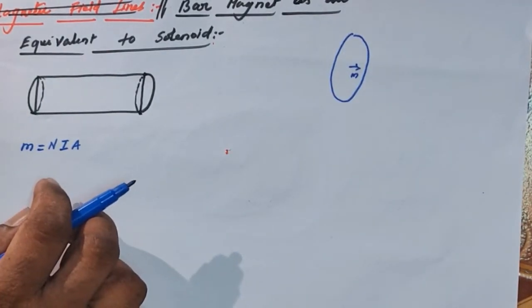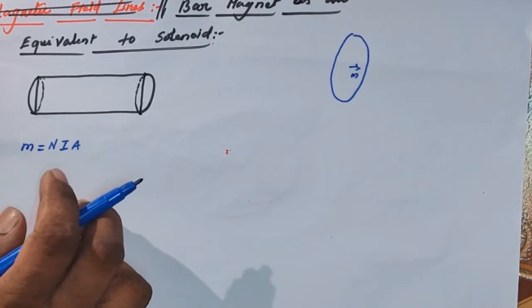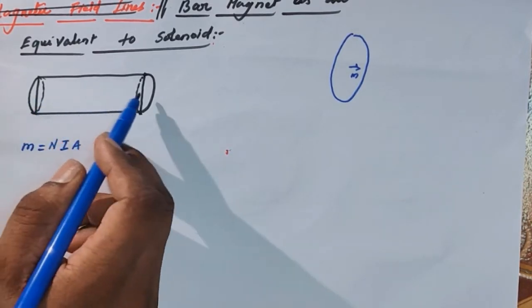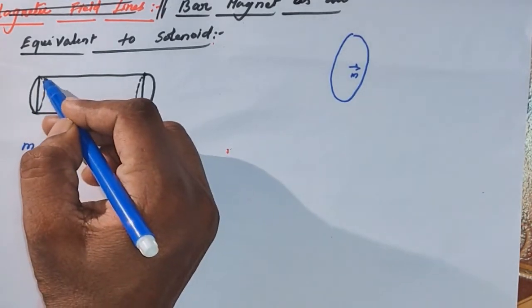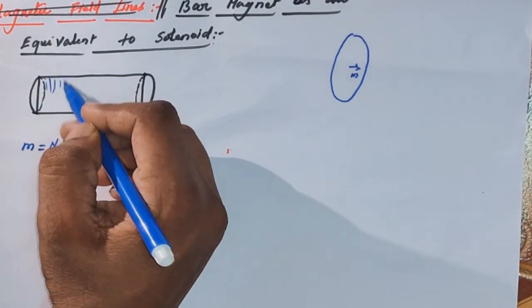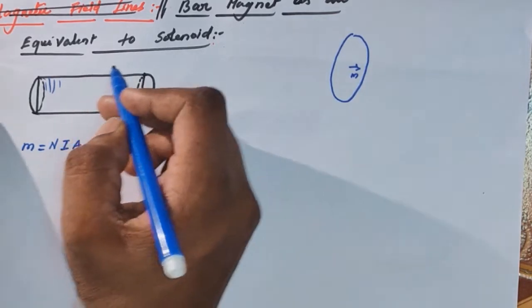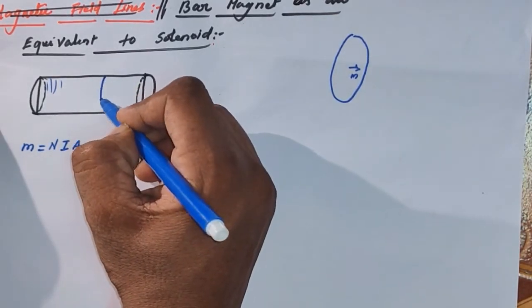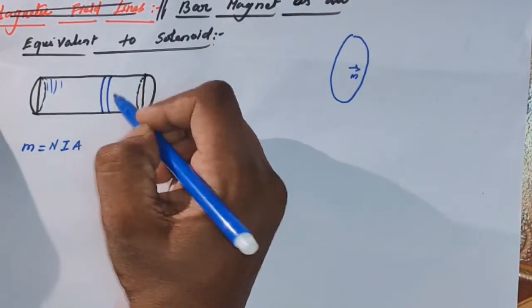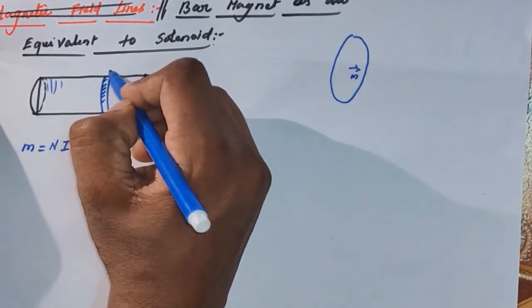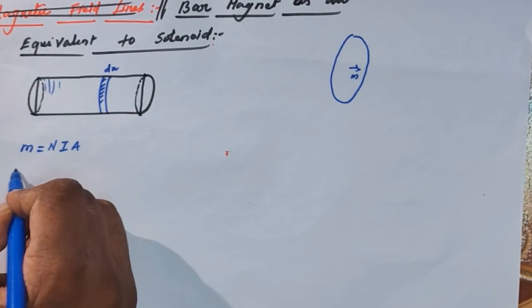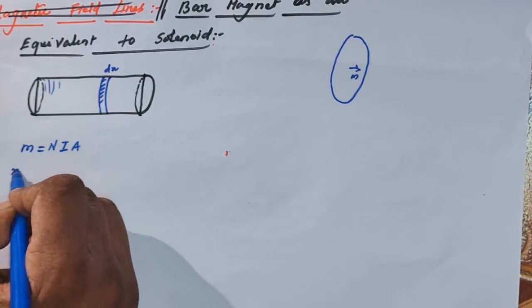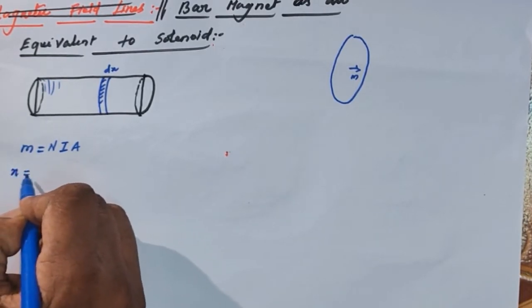Now we are going to discuss the Bohr magnet. Consider this is one of the Bohr magnet. If it is equivalent to solenoid, that means this Bohr magnet has n number of turns in it. Consider the small thickness dx. This is a small thickness dx. n is the number of turns per unit meter, the small n, or the number density.